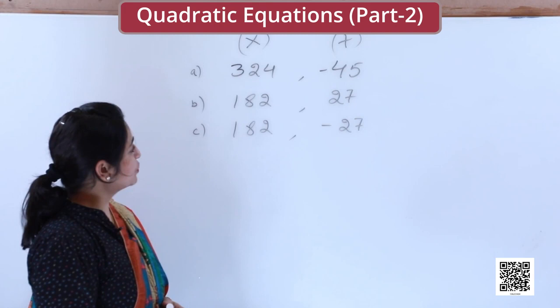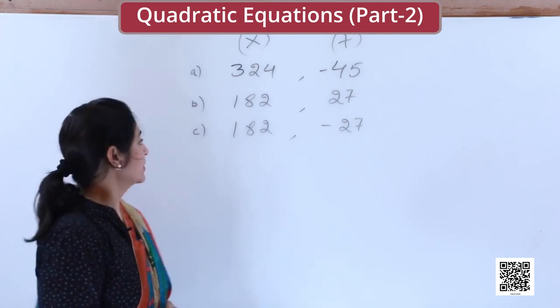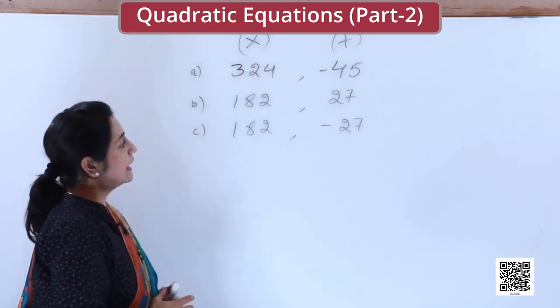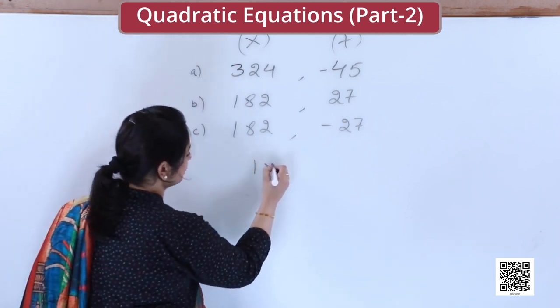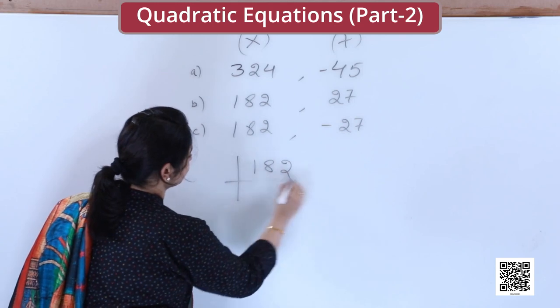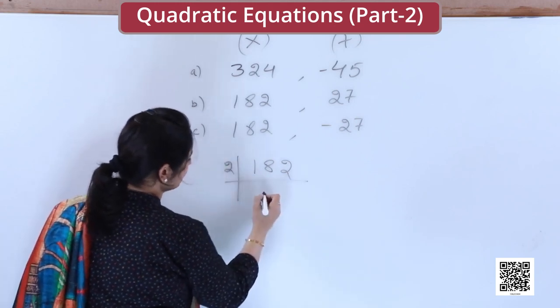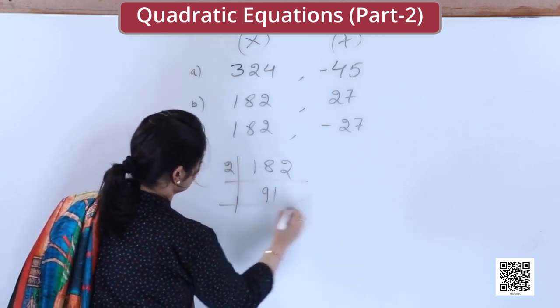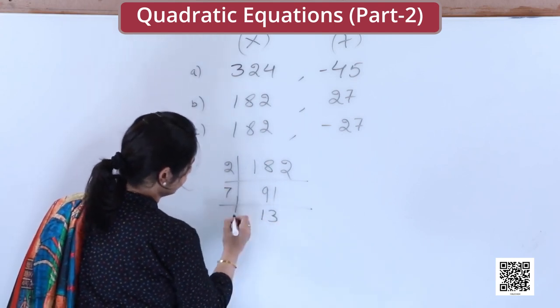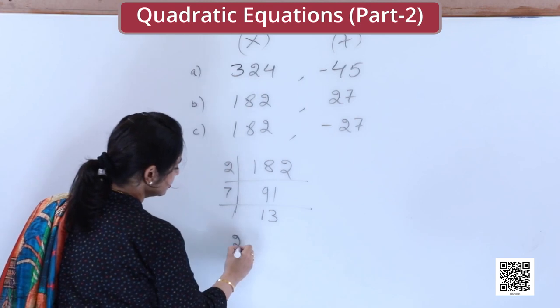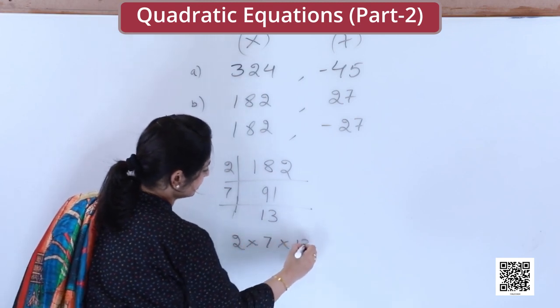So our next number is 182 and 27. So product should be 182 and addition or subtraction should be 27. So we will first find out the prime factors of 182. Dividing it by 2, we get 91. Now dividing it by 7, we get 13. So its prime factors are 2 multiplied by 7 multiplied by 13.